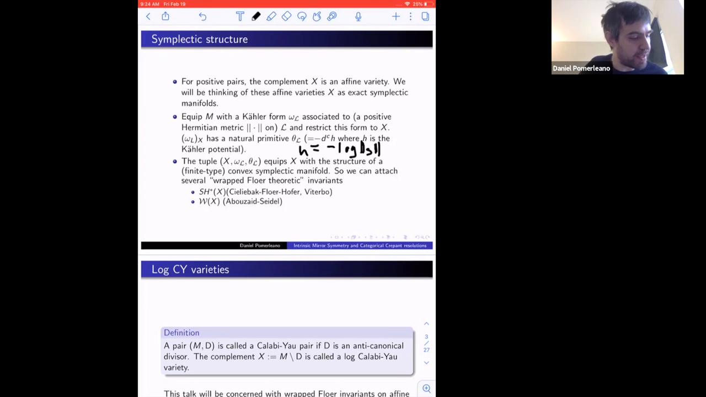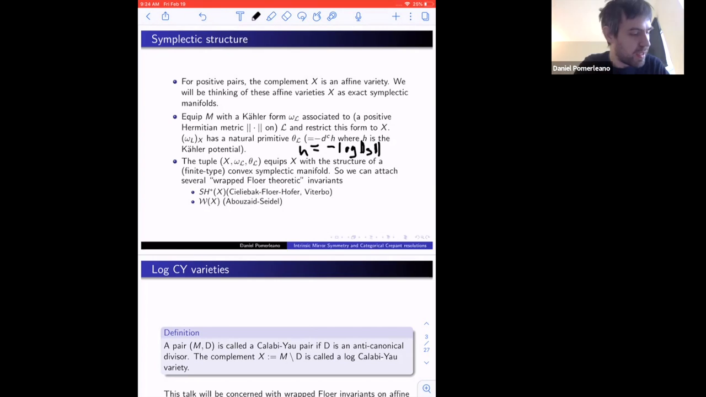It's a standard calculation in Kähler geometry that if you take d of this one form, you get omega restricted to X. So this tuple here, X, the symplectic form, and this primitive give X the structure of a finite type convex symplectic manifold. So it's convex at infinity.